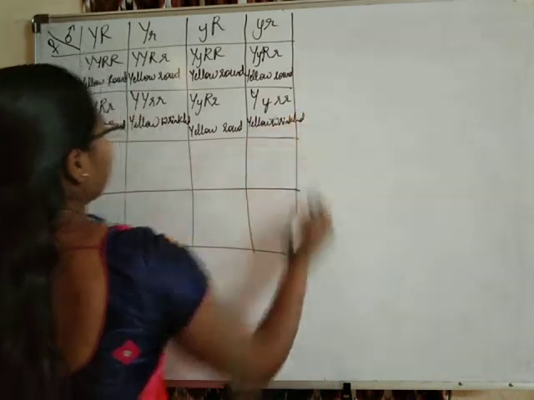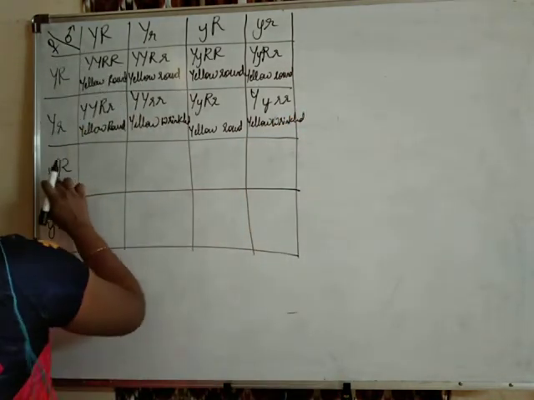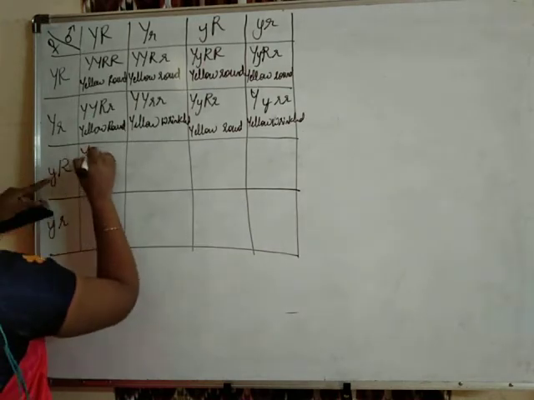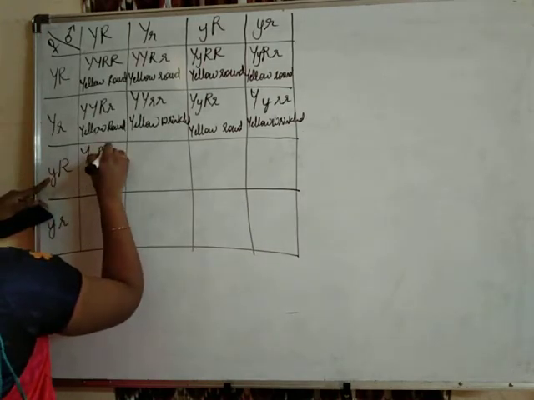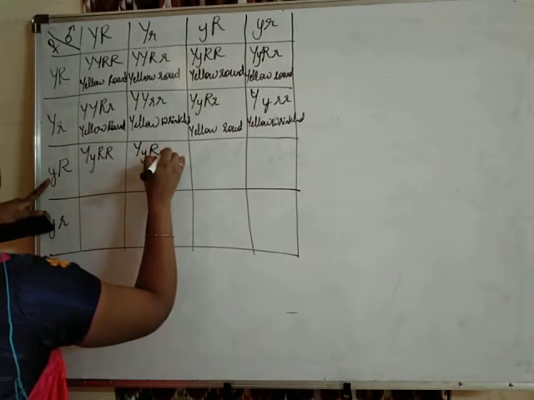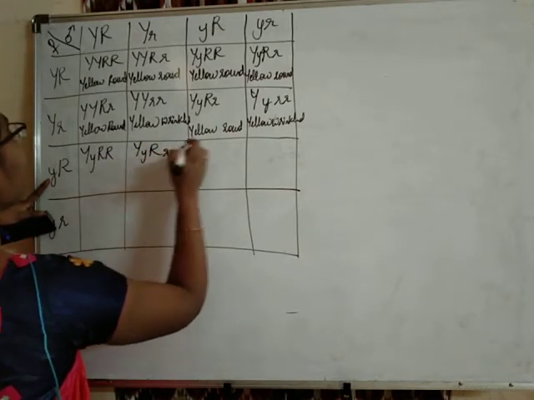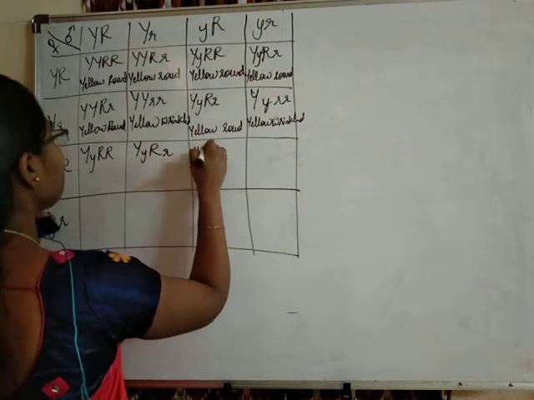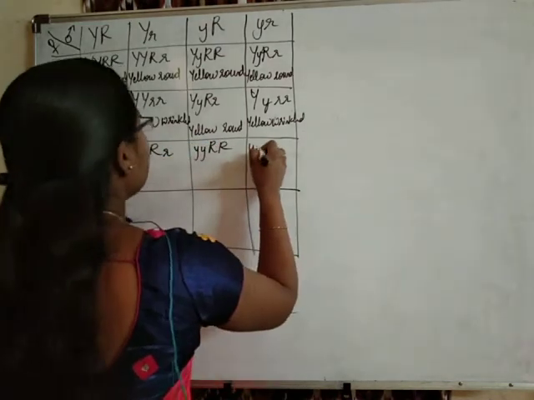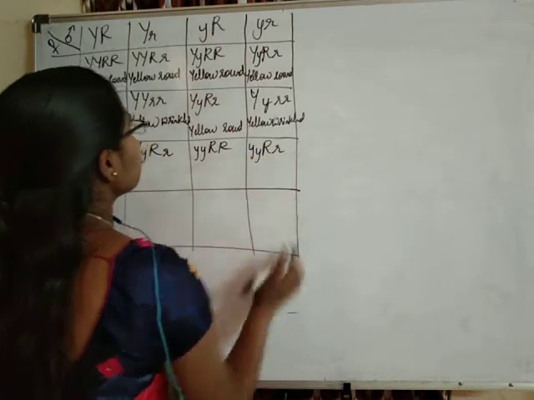Wrinkled shape. Okay. Now again, with this and all the entire 4 gametes: capital Y, capital R, capital R. Capital Y, capital R, small r. Small y, capital R, capital R. Small y, capital R, small r.